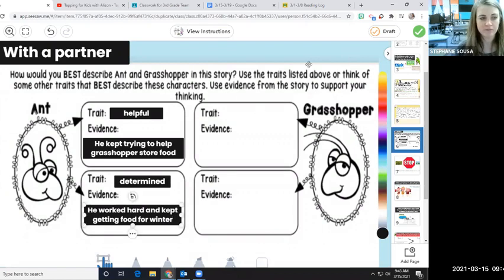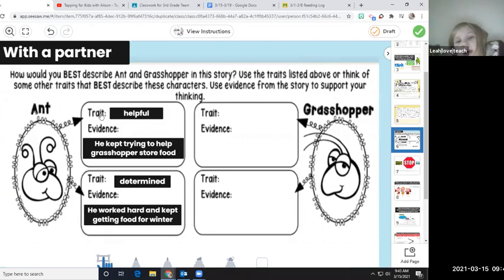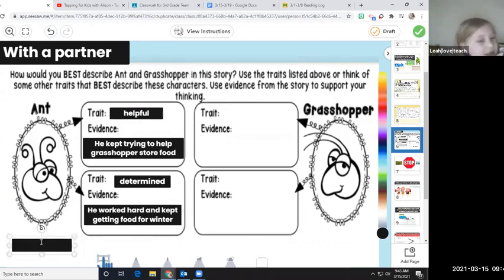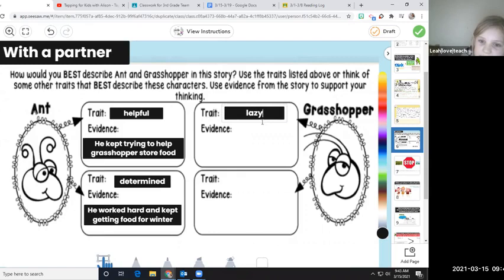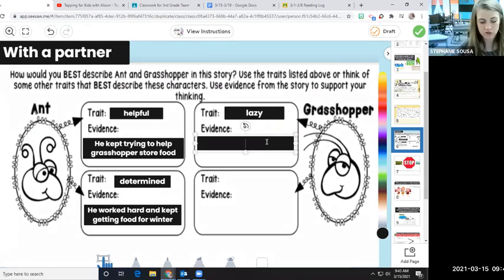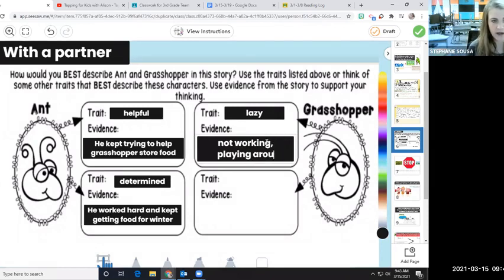Leah. So he's kind of not caring about him. The reason why he's not caring about him is because he's just going lazy and stuff. And no, I'm talking about the grasshopper. Oh, okay. What is he not caring about? He's not caring about himself. He's just playing on the violin, and then he's not getting food for him when the winter is coming. Perfect. I think I heard you say lazy, like he's not caring about what's going on. So lazy. He is not working. He was playing around and he was not getting food.